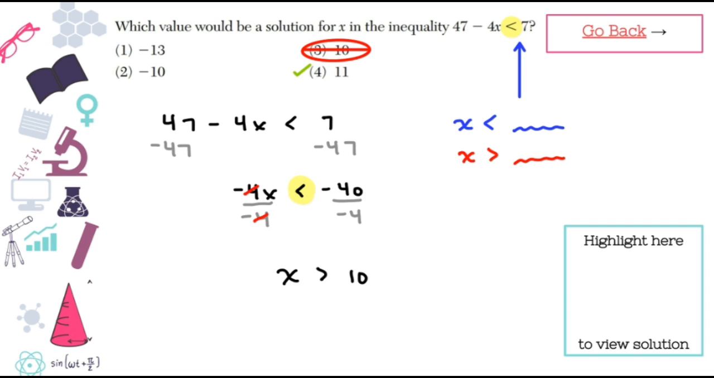So that means that 10.000001 is technically a valid answer. But if we're looking at our answer choices, only choice 4, 11, is the correct answer.